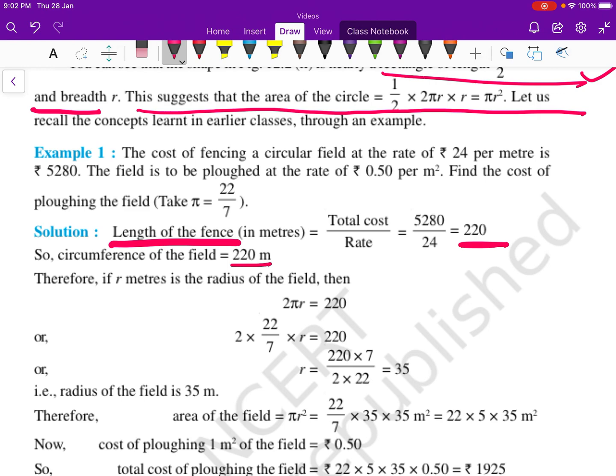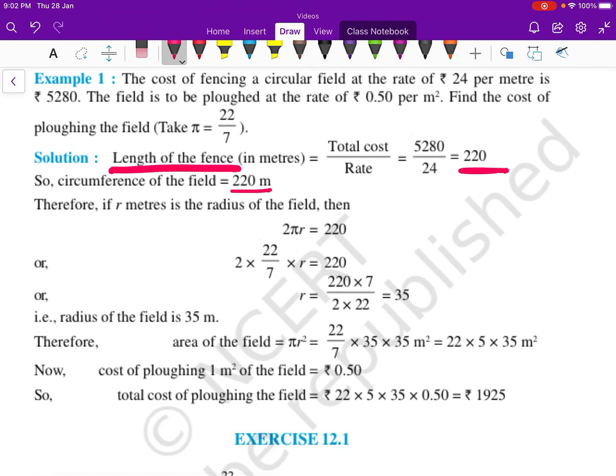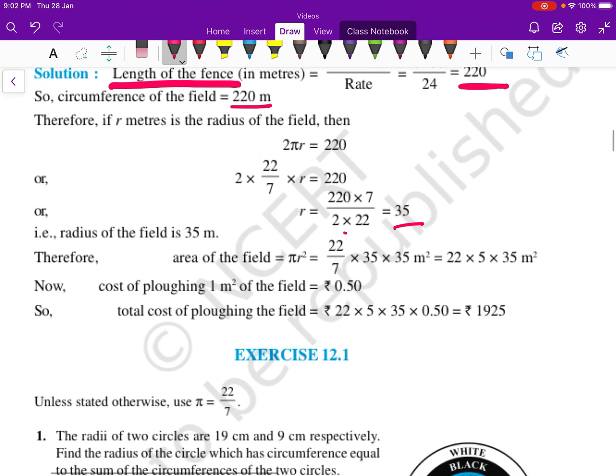It is simple cross multiplication. Therefore, if r meters is the radius of the field, then 2 pi r is equal to 220. Therefore, 2 into 22 upon 7 into r is equal to 220. r is equal to 220 into 7 upon 2 into 22 is equal to 35. So the radius of the field is 35 meters. Now, on the basis of that, we can find area as 22 upon 7 into 35 into 35, which is equal to 22 into 5 into 35.